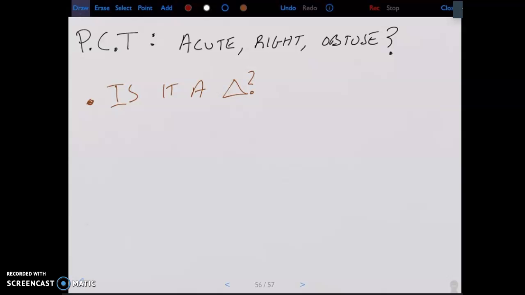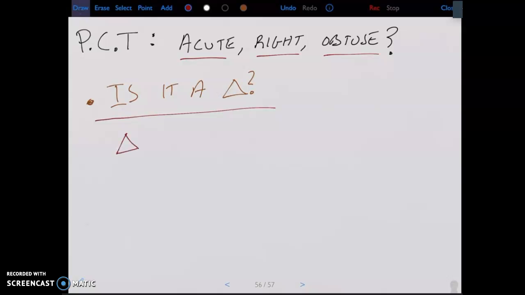So today we're going to learn how to determine if a triangle is acute, right, or obtuse. But the first thing we have to do is play a game, and the game is going to be: is it a triangle? You're going to tell me yes, it's a triangle. Here are my three options.